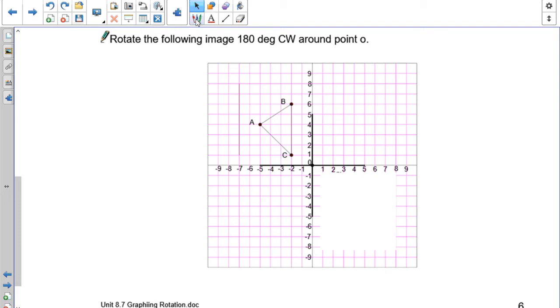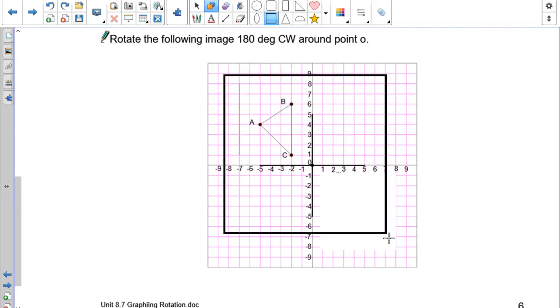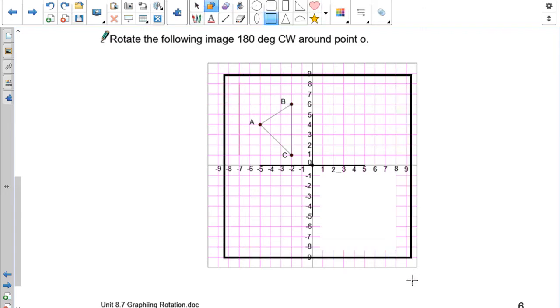Okay, so again, pretty straightforward. First thing you need to do, obviously, is give yourself a big, huge tracing paper. And I need to put on my tracing paper, mark my x-axis, mark my y-axis. And then I have to mark A, B, and C.